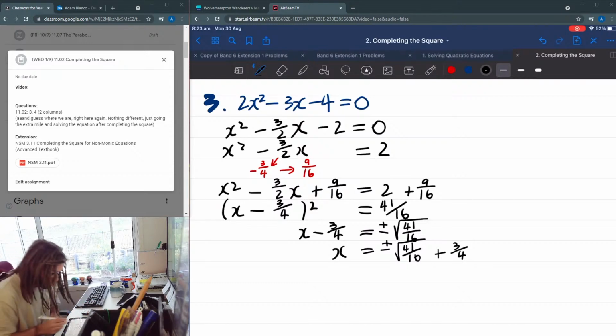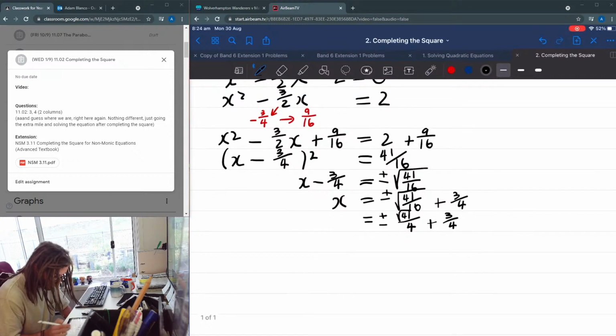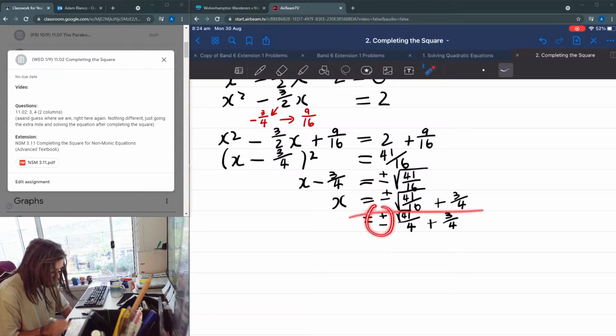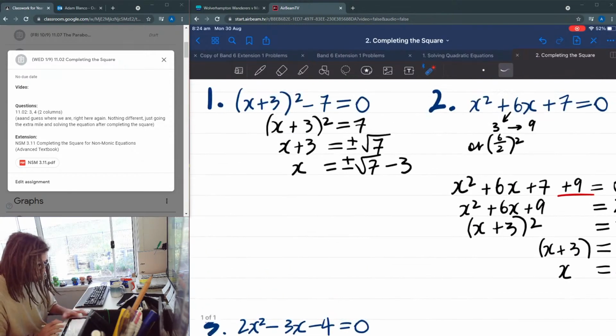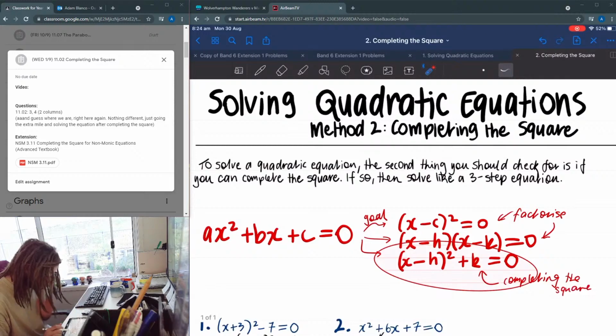You can go a little bit further because the square root of 16 is something. So I can go plus or minus root 41 on 4 plus 3 on 4. Then I've got a common denominator, but it's a little bit risky because I've got this plus minus out here. So to be honest, I'll just leave it like that and I'll be done. Okay, I guess that's it.